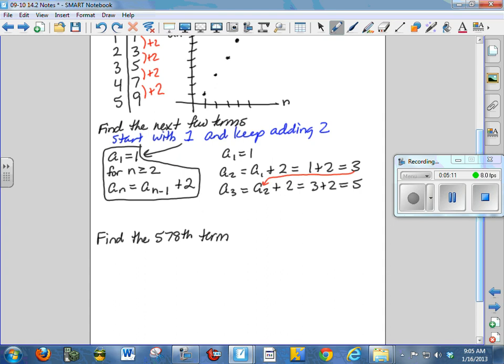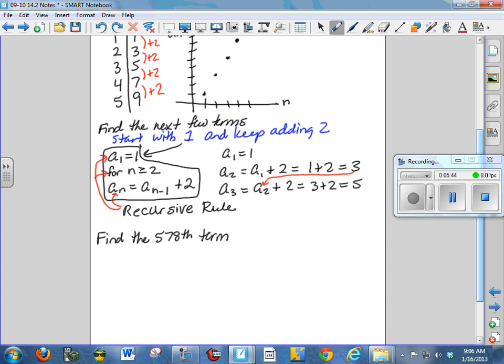Now, this rule is pretty easy to generate. It's pretty obvious, not hard. Probably the most difficult thing about the recursive rule is that you have to remember the format. It actually has 3 parts to it. It has a first term. You have to say which other terms this works for, and then you have to have the rule. So there are 3 parts. You can't leave any of the parts out. If I just said a sub n is a sub n minus 1 plus 2, you wouldn't know where to start, and so that rule would be pretty useless.